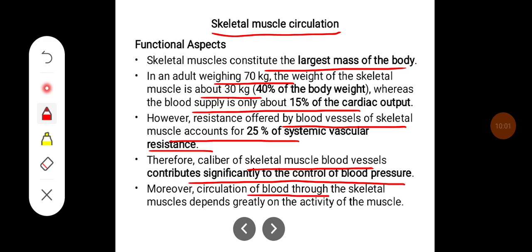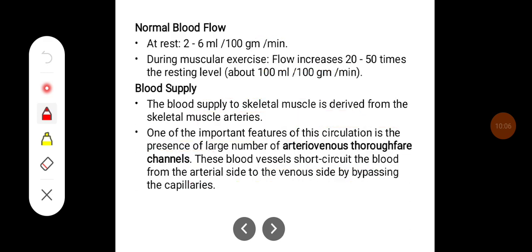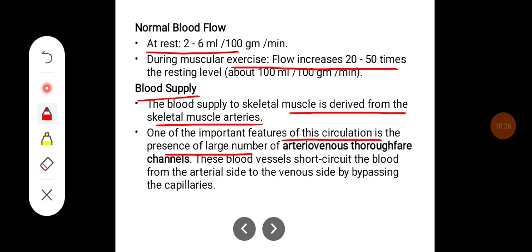Moreover, circulation of blood through the skeletal muscles depends greatly on the activity of the muscle. Normal blood flow at rest is around 2 to 6 ml per 100 gram per minute, and during exercise it increases 20 to 50 times. The blood supply to the skeletal muscle is derived from the skeletal muscle arteries. One of the important features of this circulation is the presence of a large number of arteriovenous thoroughfare channels. These blood vessels short circuit the blood from the arterial side to the venous side by bypassing the capillaries.